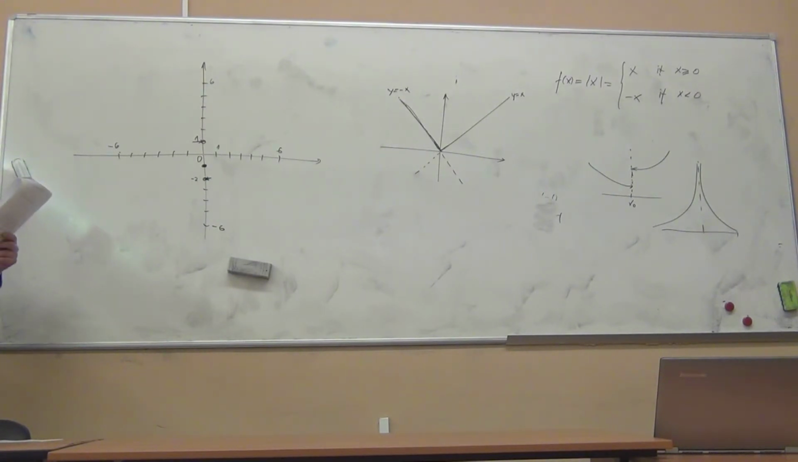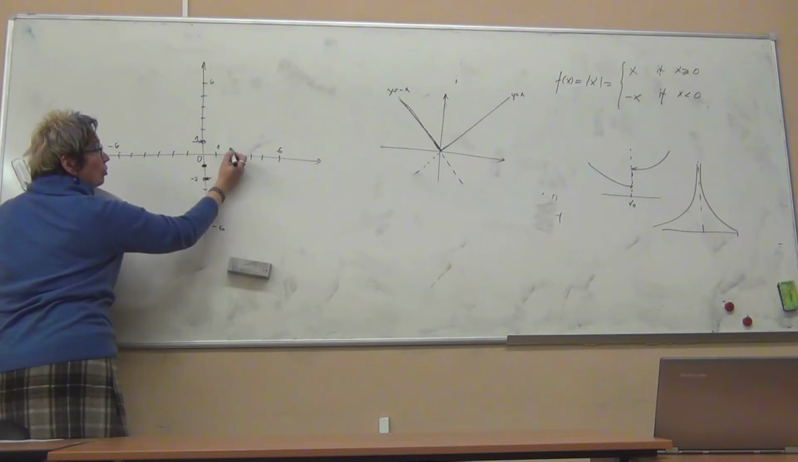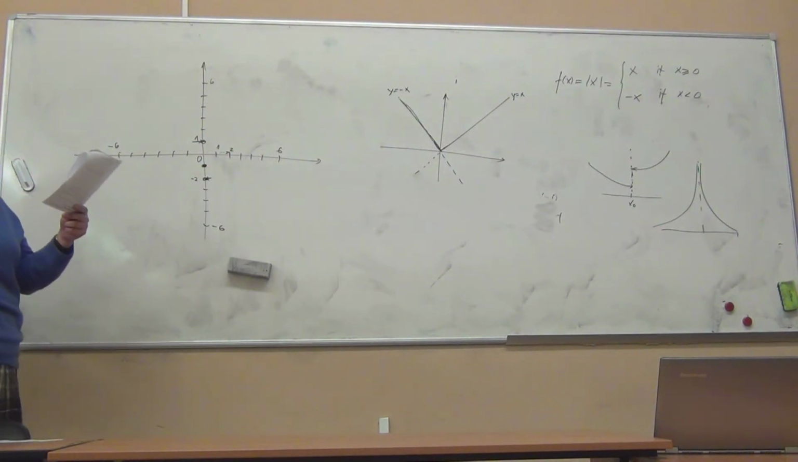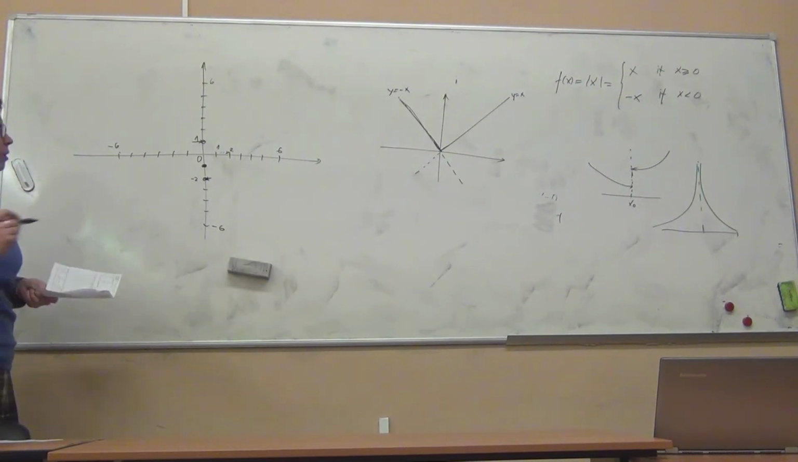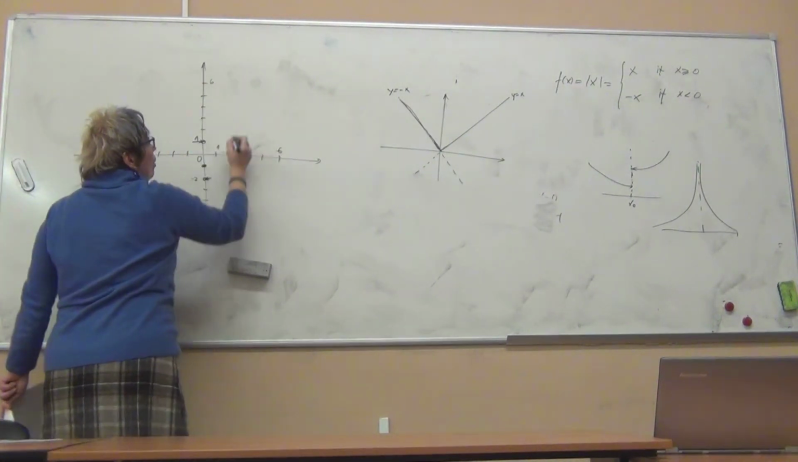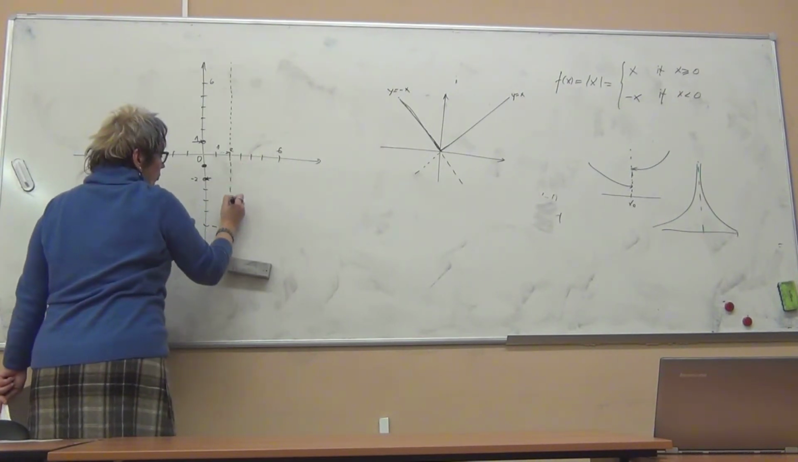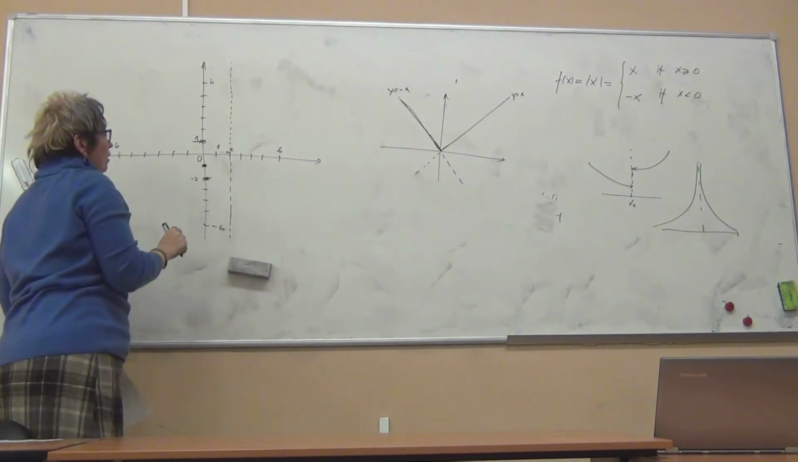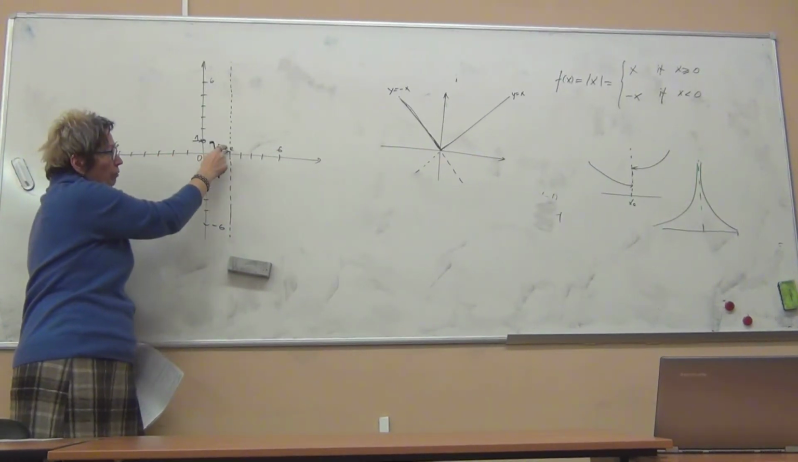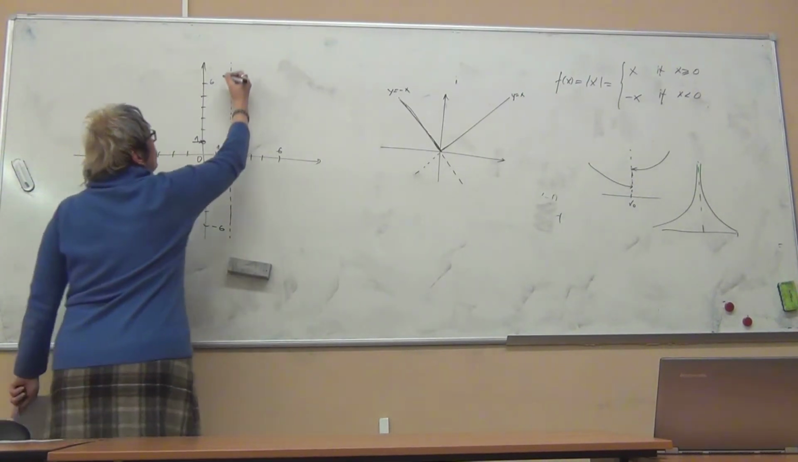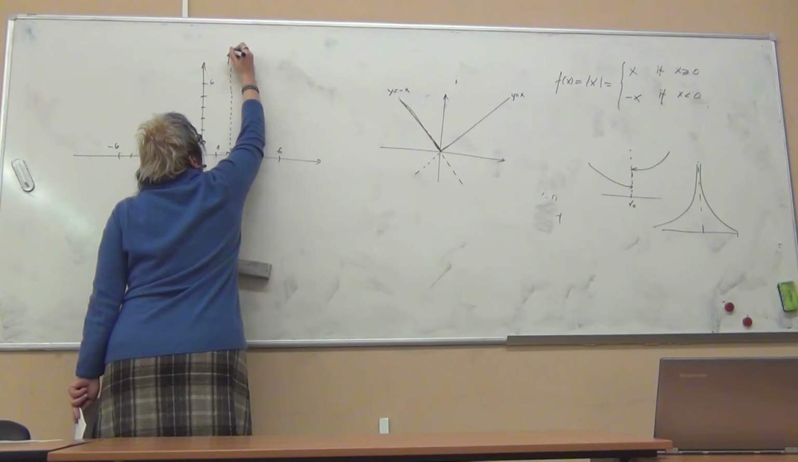Now number 4, if x tends to 2 from the left-hand side, the function value tends to positive infinity. So it should go up there. I will draw a vertical asymptote too. If x approaches 2 from the left, from the negative side, the function value tends to plus infinity, so it should be up there.